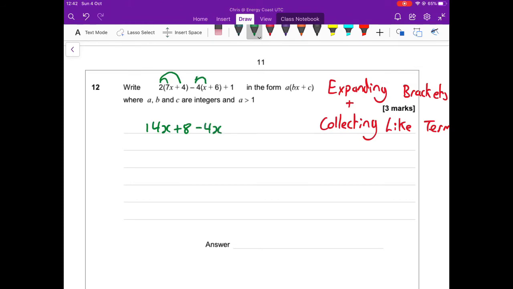And be really careful with this next bit. Minus is still minus 4 outside. That isn't a 4 outside, it's a minus 4. Minus 4 times plus 6 is minus 24. And then I'm just going to shove that plus 1 on the end as it was.